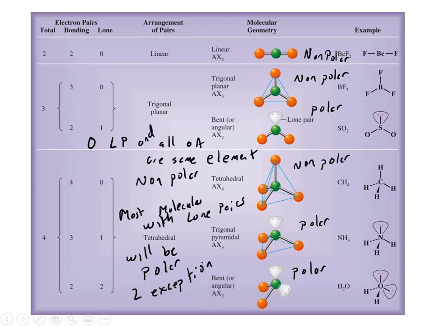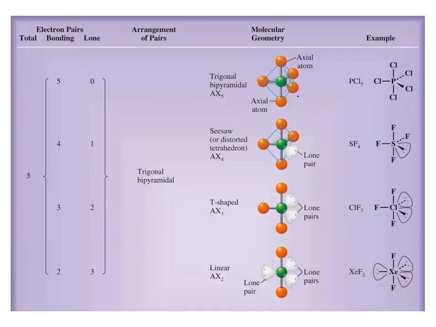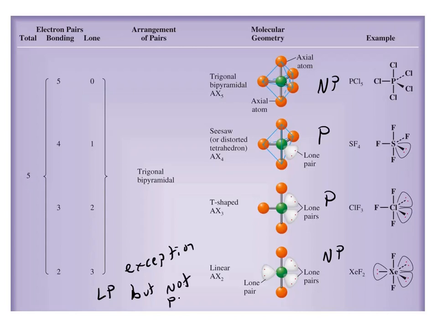If you have your table of shapes, you might also want to put down whether they're polar or nonpolar. This one's going to be nonpolar. This one's going to be polar. This one's going to be polar. This is one of my two exceptions. This one's nonpolar, so this is an exception: lone pairs, but not polar. And it's linear. So that's why on the previous slide, both linears were, I'm sorry, nonpolar.